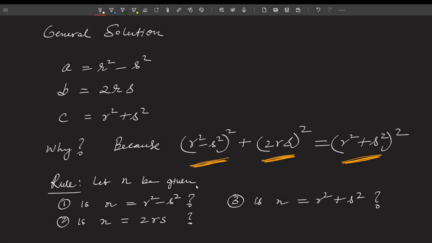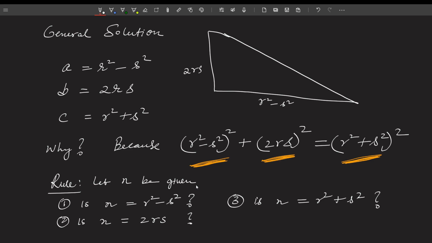So if we have broken down n into its components r and s, then a right triangle will have 2rs as one of the perpendicular sides, r squared minus s squared as the other perpendicular side, and r squared plus s squared as the hypotenuse. Let us solve one more example to understand our solution better.